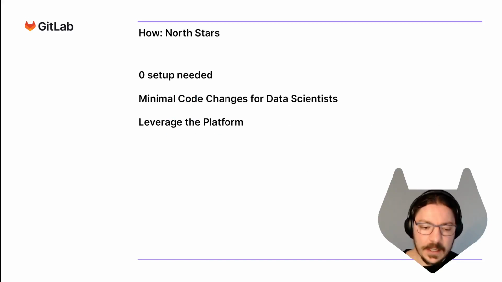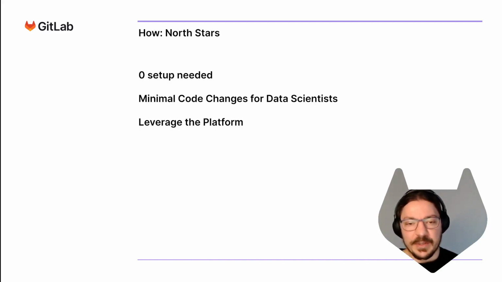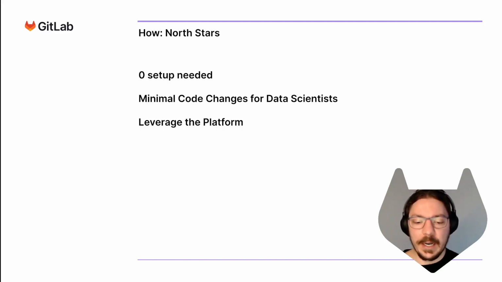So how do we come in on this? What are our North Stars on how to approach this? One, we want to create an experiment tracking that, for a user that already has GitLab, has zero setup. If you have GitLab, you have experiment tracking. That's the first step. And for the data scientist, beyond just having the GitLab experiment tracking, it will work with their code that uses MLflow with minimal changes, preferably zero changes. The only thing we want them to do is change the endpoint. Instead of calling MLflow, call GitLab.